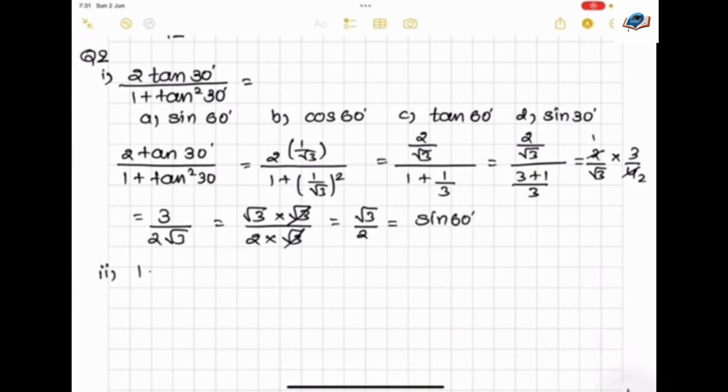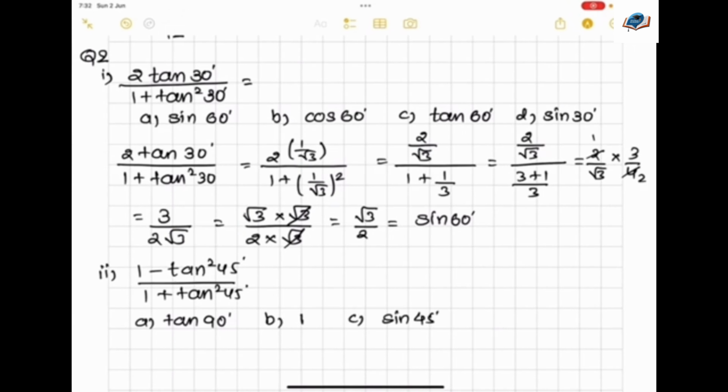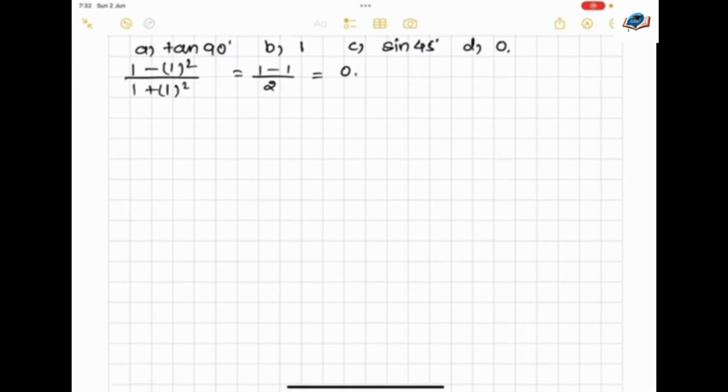Then second one, 1 minus tan square 45 degree whole upon 1 plus tan square 45 degree. Options are A tan 90 degree, B 1, C sin 45 degree, D will be 0. So let us check that also. 1 minus tan square 45 degree, so that will be 1 square, 1 plus 1 square. So that is 1 minus 1 upon 2. So 0 by 2. So that is 0. D is correct.